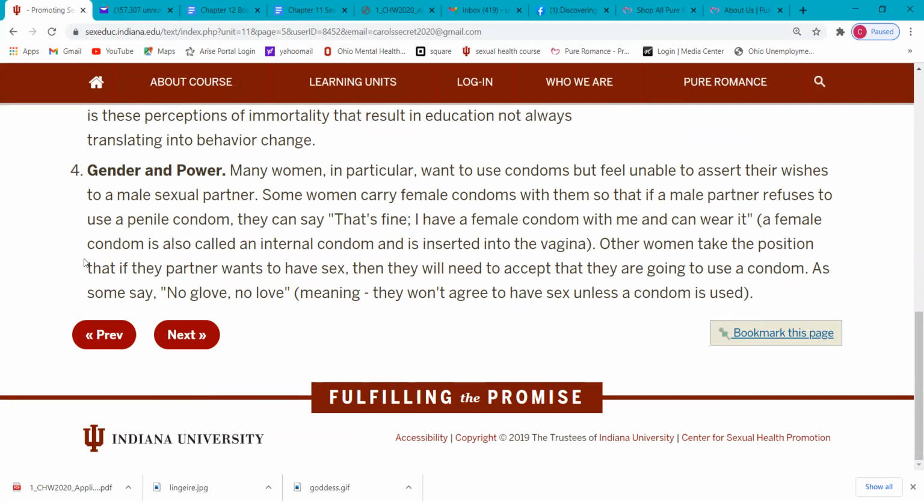Some women carry female condoms with them so that if a male partner refuses to use a penile condom, they can say, "That's fine. I have a female condom with me and I can wear it." A female condom is also called an internal condom and is inserted into the vagina.